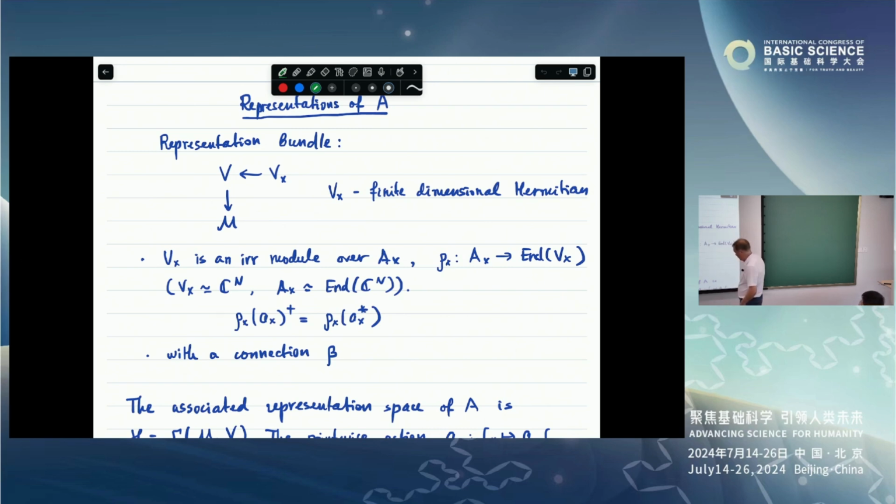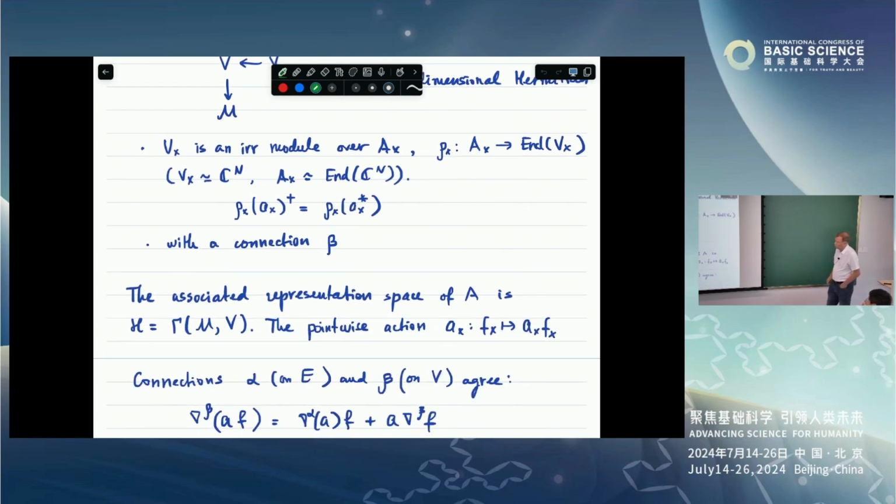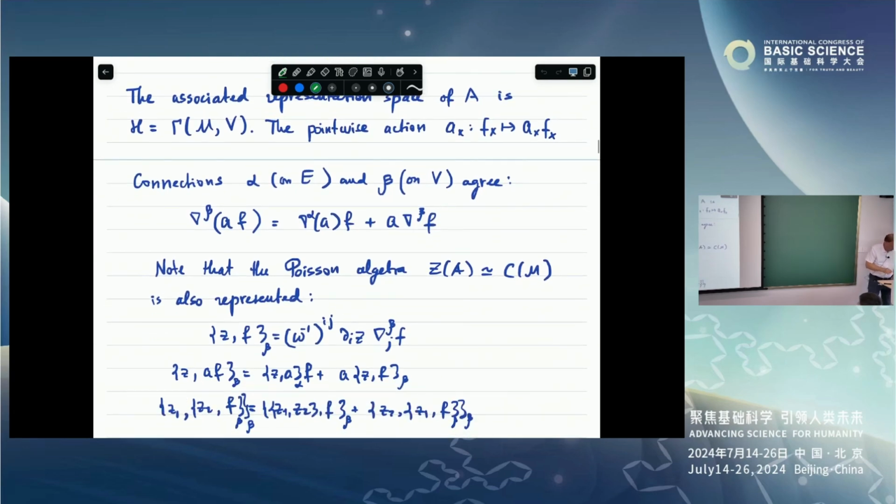Our fibers are isomorphic to n by n matrix algebras, and there is a natural compatibility between the star structure on the algebra of observables and the Hermitian structure on the representation bundle. So, as usual, it's a representation, except now it's a fiber-wise representation. So it's a representation of the algebra.